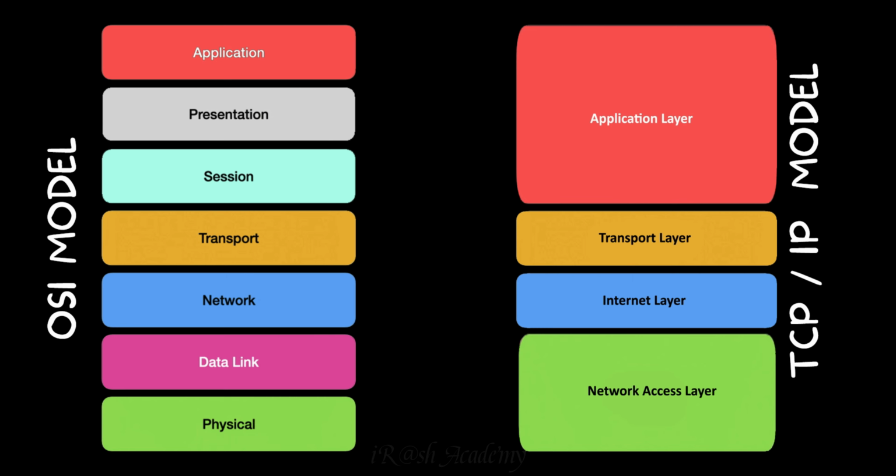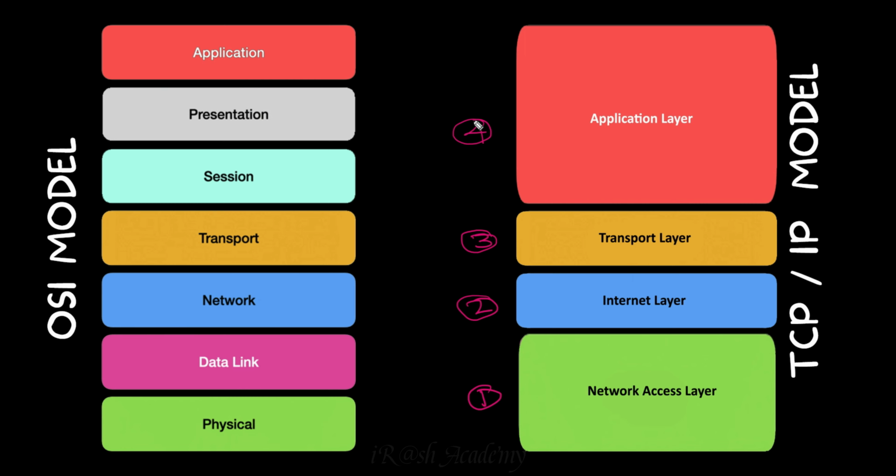When we talk about the TCP/IP model, it has only 4 layers. Starting from the bottom, layer 1 is called the network access layer. Layer 2 is called the internet layer. Layer 3 is called the transport layer. And layer 4 is called the application layer.